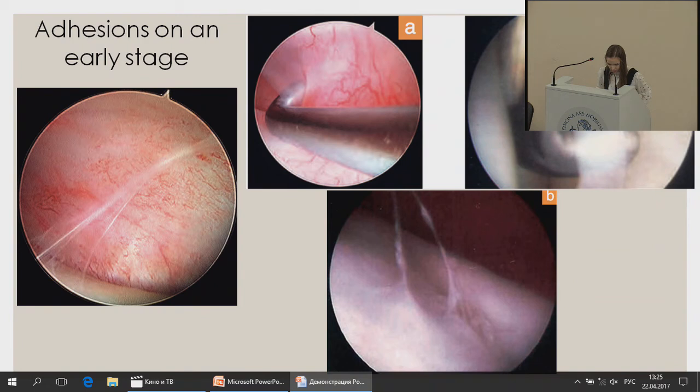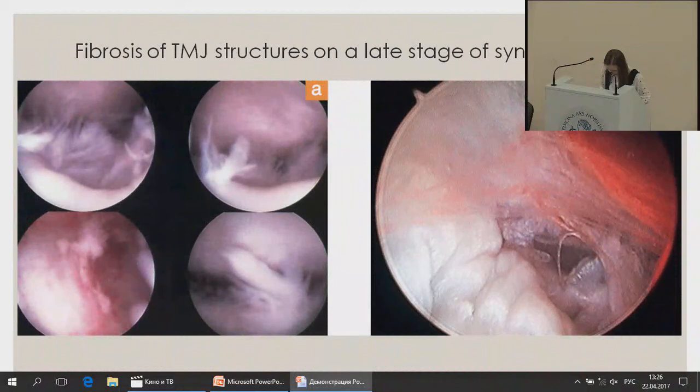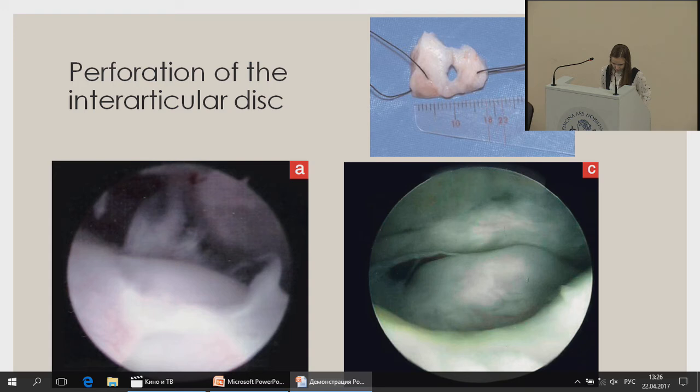Also, through the diagnostic arthroscopy, adhesions can be seen on the early stage and also on the late stage with more thickened fibrous bands. And also can be seen the fibrosis of TMJ structures on the late stage of synovitis. And the perforation of the disc also can be found, and it requires treatment.